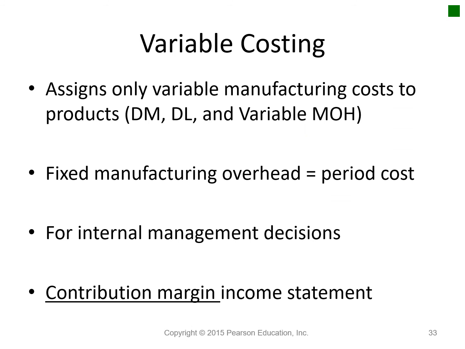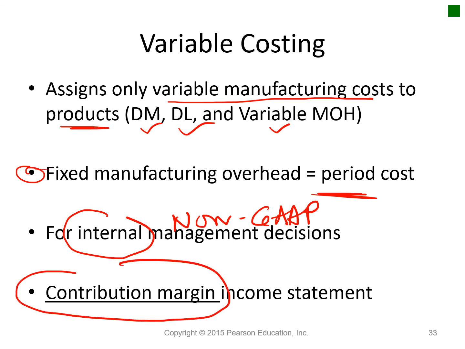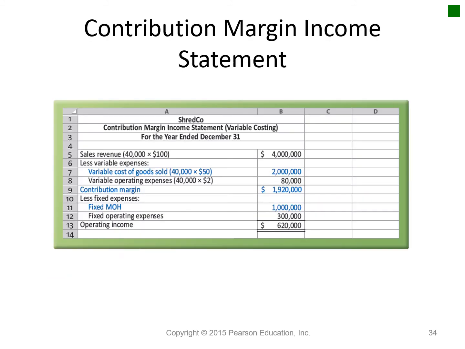Okay, so notice under variable costing, notice it says we assign only variable product costs to the products. Okay, so only the direct material, direct labor, and variable overhead. That fixed overhead is basically treated like a period cost. Okay, this is an internal income statement. I'm going to write this non-GAAP, means it's not audited. Okay. And eventually we're going to come up with this new thing called contribution margin. That's a big thing. We're going to be using that to look at break-even types of decisions in the upcoming chapters. Okay, so here's your variable costing contribution margin income statement.